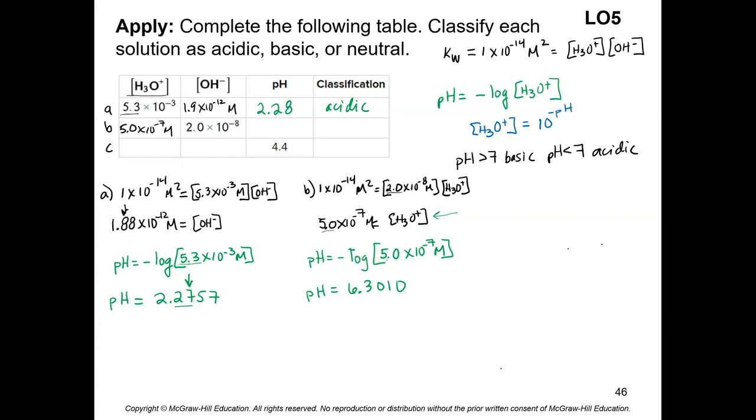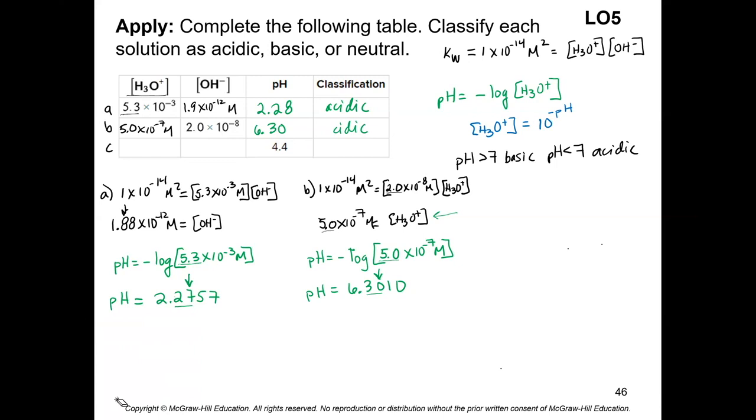So we look at our concentration. There's 2 significant digits here. That means I need 2 digits to the right of my decimal. Okay, so this is the last digit that I can have. I look at its neighbor. It's only a 1, so that means I'm going to keep it as a 0. Okay, 6.30. This is going to be less than 7. So because it's less than 7, this is considered acidic.